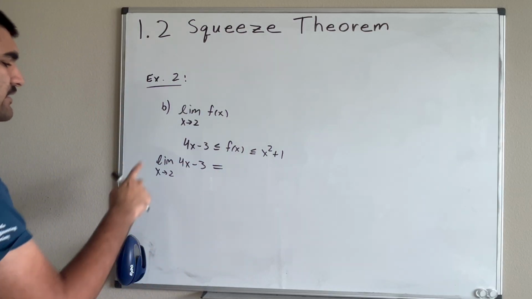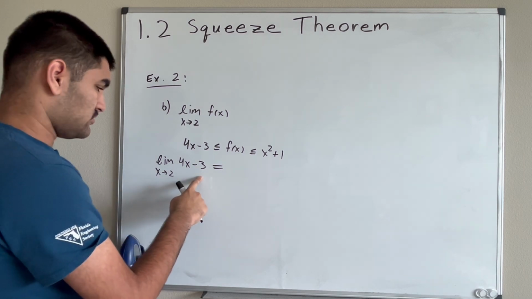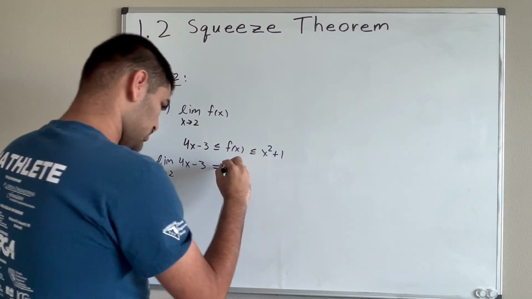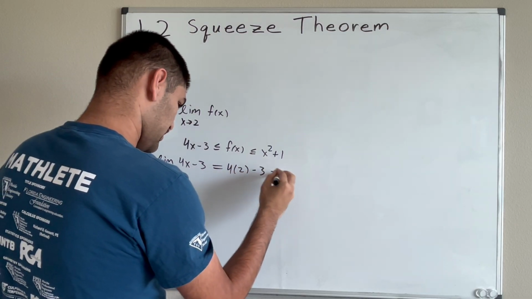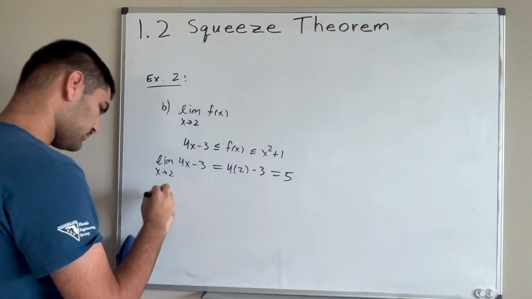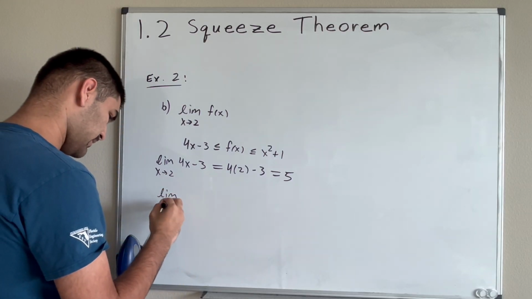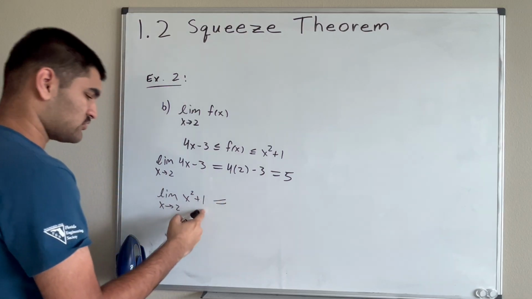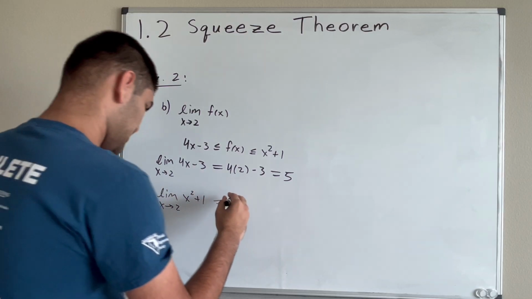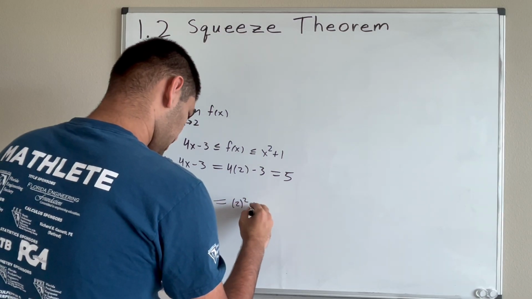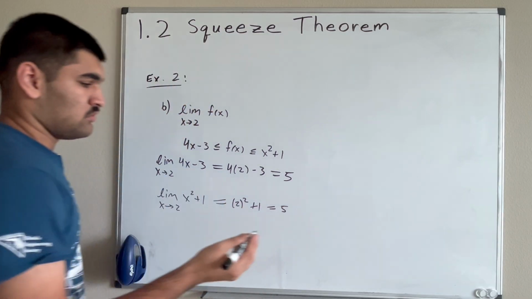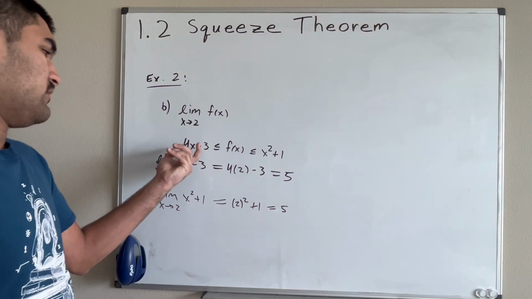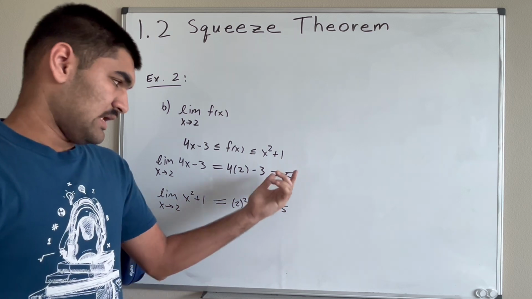So if we find the limit as x approaches 2 of 4x minus 3, 4x minus 3 is continuous at x equals 2, so you can just substitute in. So we get 4 times 2 minus 3, which is equal to 5. And then similarly, let's find the limit as x approaches 2 of x squared plus 1. Again, x squared plus 1 is continuous at x equals 2, so you can simply substitute in. So you get 2 squared plus 1, which is also equal to 5. So there, we've shown that the limits as x approaches 2 of 4x minus 3 and x squared plus 1 are the same, namely they're both 5.